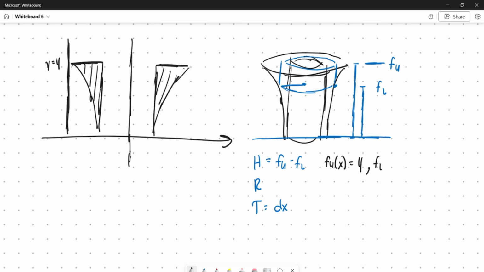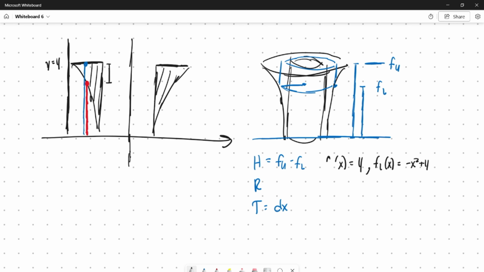Now we need to look at what fl might be. Fl, the lower height function, would be the distance from the x-axis up to the downward-facing parabola. That would just be fl of x is equal to negative x squared plus 4. So really what you're doing is you're taking this height from 0 all the way up to y equals 4, and you're subtracting it from 0 to y equals negative x squared plus 4. And that gives you this height in between for each of these shells.